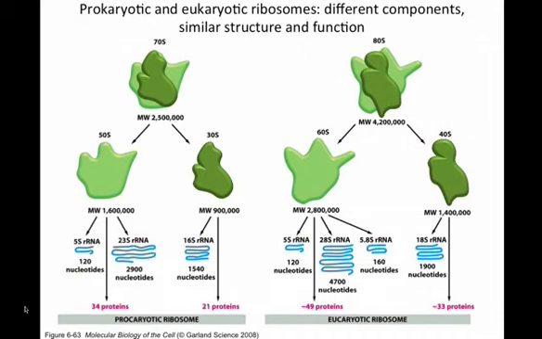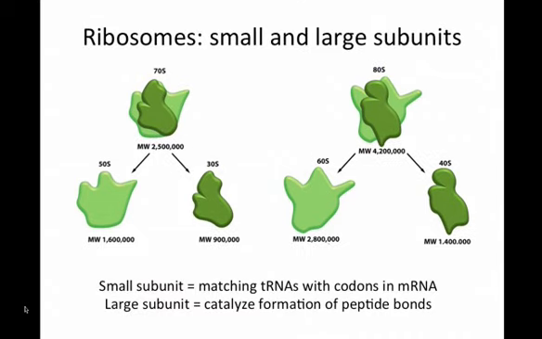Okay, so prokaryotic and eukaryotic ribosomes have different components, but similar structure and function overall. They both have a small subunit and a large subunit and translate proteins. But they're different, which is one of the reasons that antibiotics work, but we won't get any further into that. The job of the small subunit is to match the tRNAs with codons in the mRNA, and the job of the large subunit is to catalyze the formation of the peptide bonds. So they're both important.